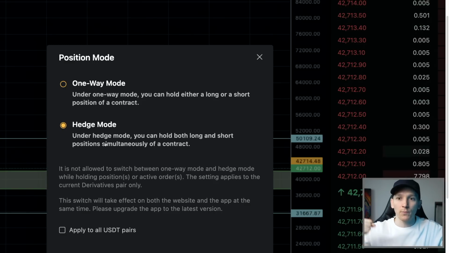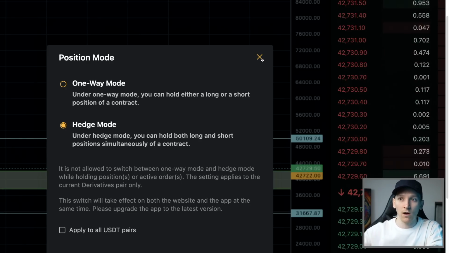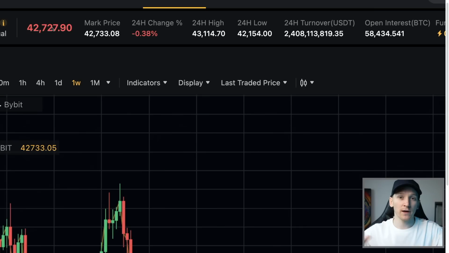So with hedge mode, you can open long and short at the same time. And if you have multiple different strategies running at the same time, then hedge mode is for you. So hedge mode may be the better option to go with, but if you are a beginner and you're just looking to start out, maybe one-way mode is going to help you out. Now we'll look at some specifics of the crypto futures contracts that we're actually trading on Bybit.